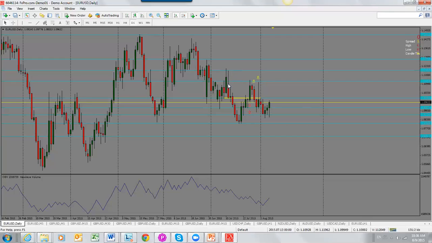And then we see this strong, big candle here. On this candle, I'm biased to the short side, and the reason is, one, because there's big rejection up top here.